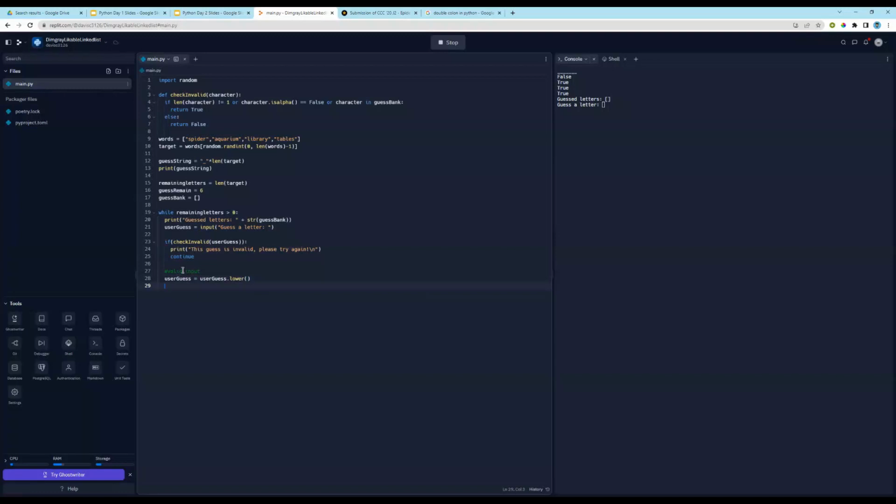And we'll try to find if the letter is inside our program. So basically we'll try to find if the guess is a part of a word.